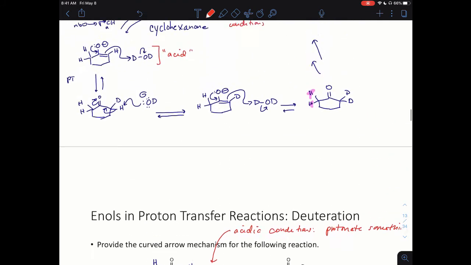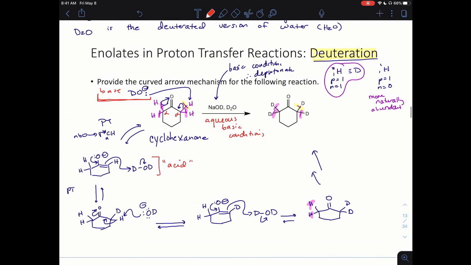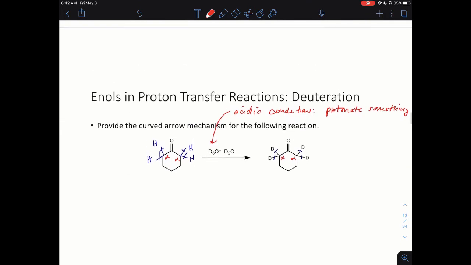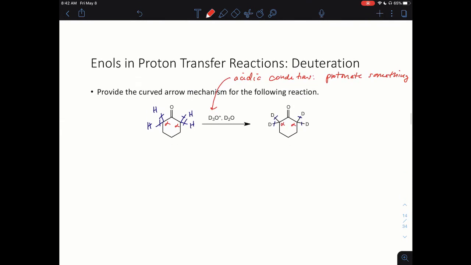And I'll point out one more thing. So under basic conditions, we went by the enolate, right? So in basic conditions, we observed the enolate. What do you think that we're going to observe in acidic conditions? Yeah, we're probably going to observe the enol. Let's go ahead and just actually, you should pause and try this yourself. Last chance.